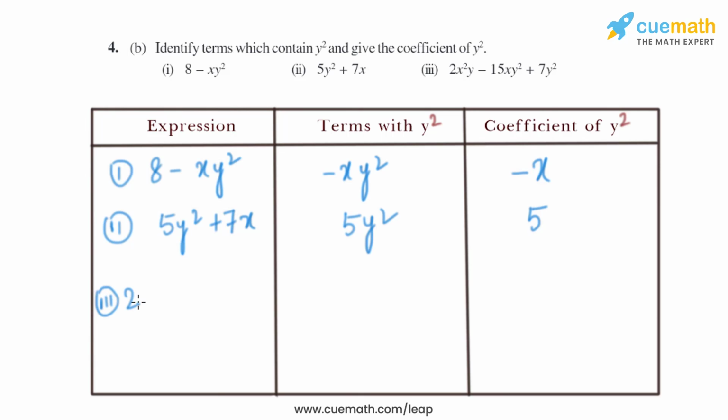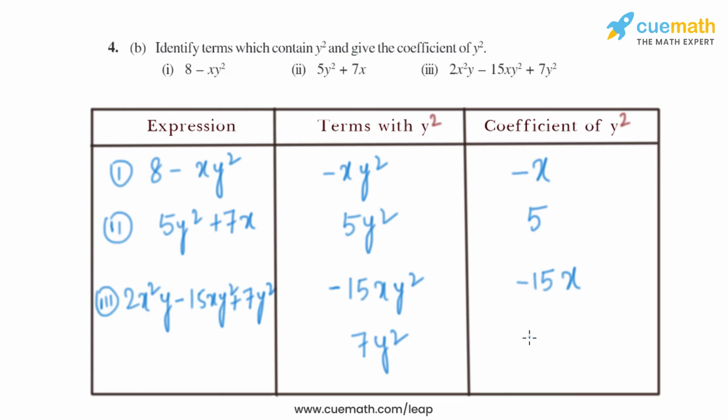In the third part, the expression that is given is 2x square y minus 15xy square plus 7y square. So the terms with y square are minus 15xy square and 7y square. So the coefficient of y square in the first term, that is minus 15xy square, is minus 15x, and in the second one it is 7, because we are multiplying y square by 7 in the second term, and we are multiplying y square by minus 15x. So that is why the coefficients are minus 15x and 7.